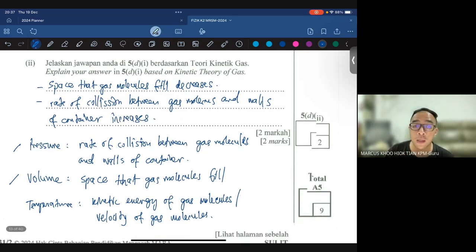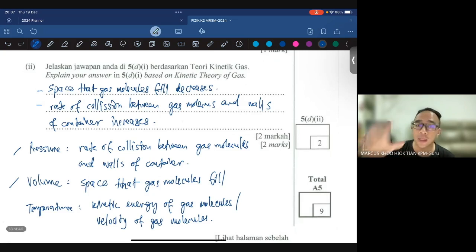Okay, so if you see kinetic theory of gas questions, explain it, depending. I mean, if you're talking about Guy Lussac's law, pressure and temperature, when the temperature increases, the pressure increases. Why? Because when the temperature increases, the kinetic energy increases. And because the kinetic energy increases, the rate of collision between gas molecules and the walls of container also increases, which causes the pressure to increase.